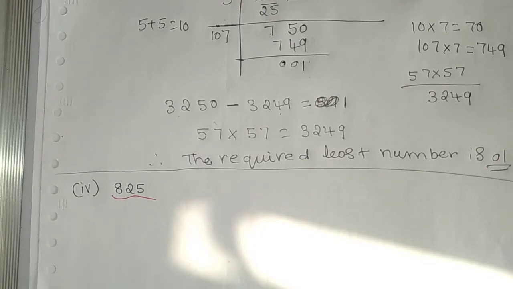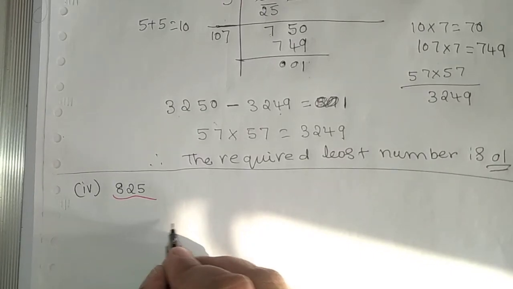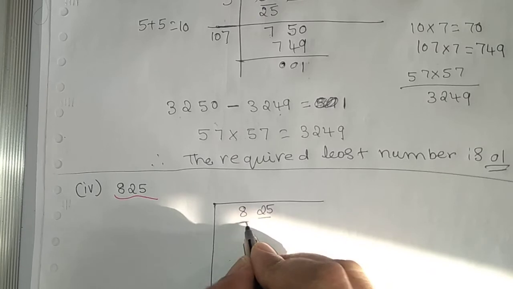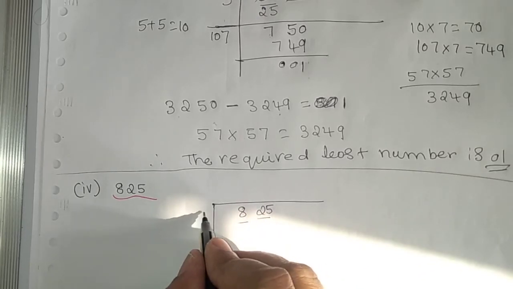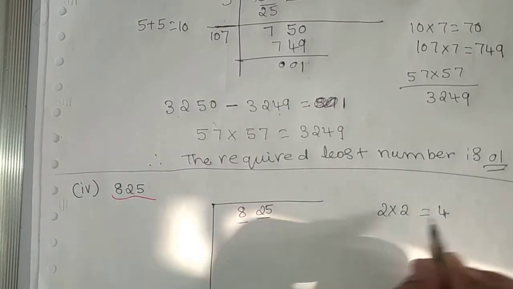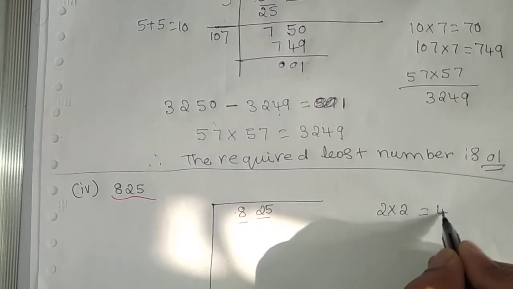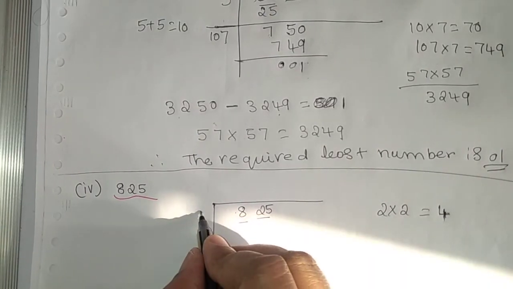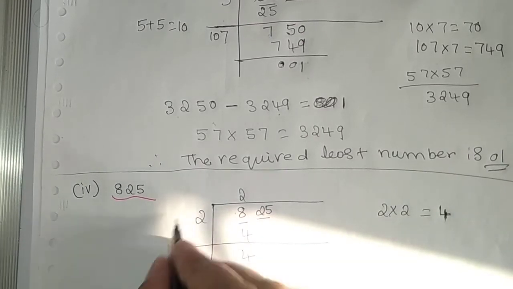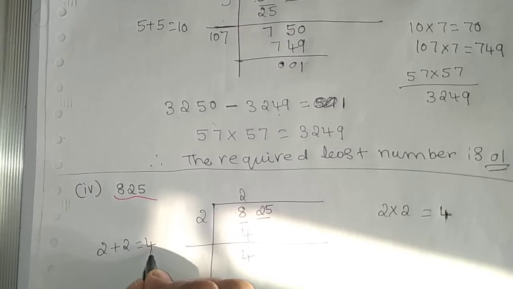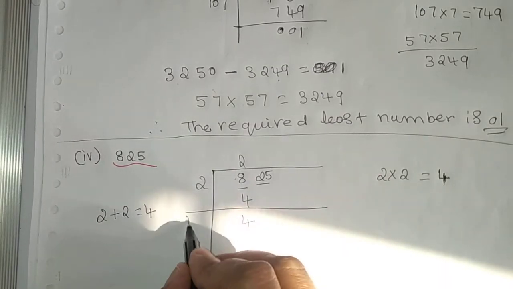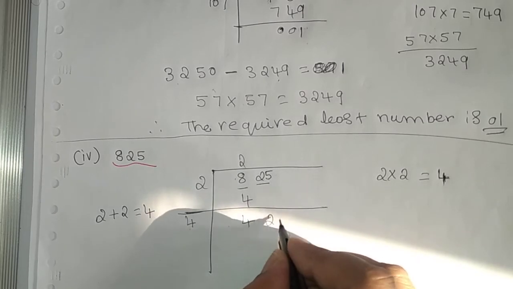Next we move on to the next problem, that is 825. So this is a 3-digit number. Just we pair this and say the nearest square is 2 into 2, which is 4. 3 we can't take because it becomes 9, greater than this number. Therefore, we write 2 2's are 4. Minus this we get 4. Then add these two numbers, 2 plus 2 is equal to 4. Next add this, write 4 here. Next bring 2, 5 down here.